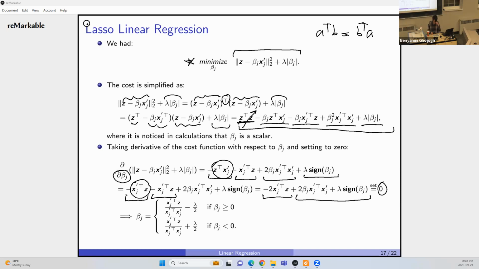Now what happens? We can write this as 2 equations. If beta j is greater than 0 or less than 0, then the sign of beta j will be +1 or -1. Agreed? So if beta j is greater than 0, then we can rearrange the terms. Beta j becomes this. If beta j is less than 0, beta j becomes this. Okay?